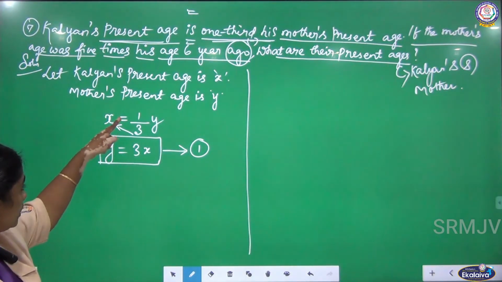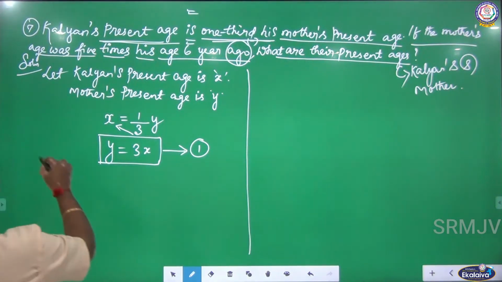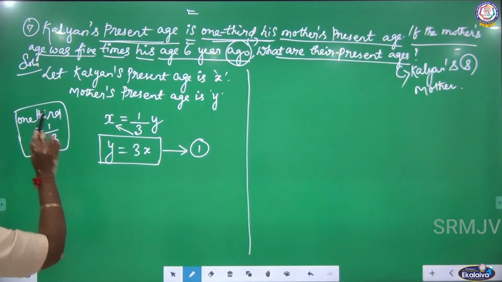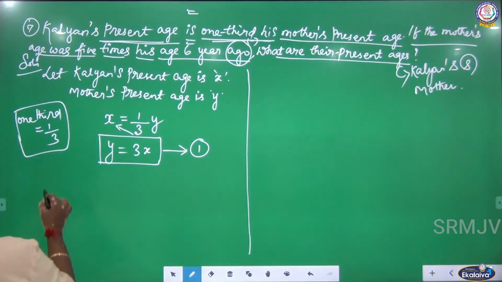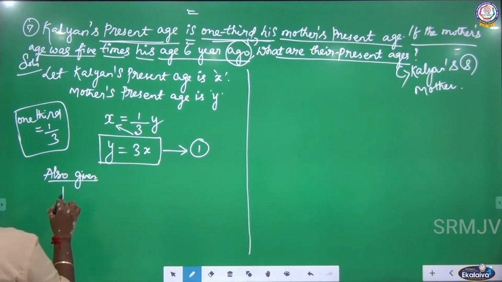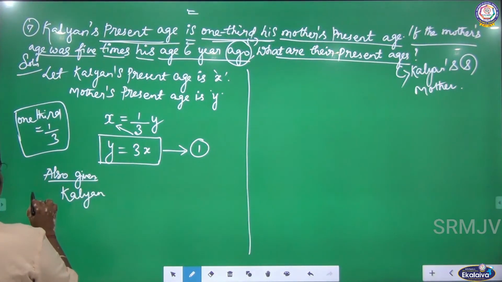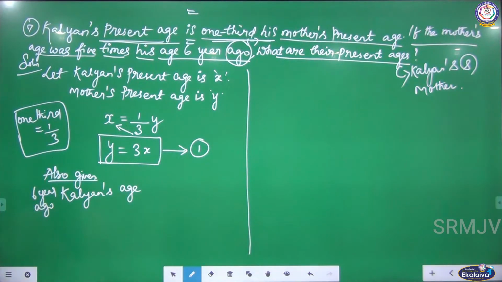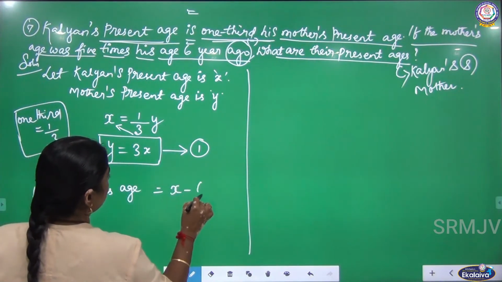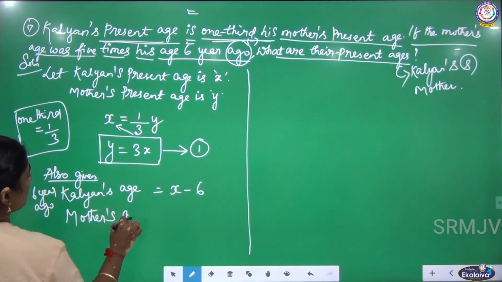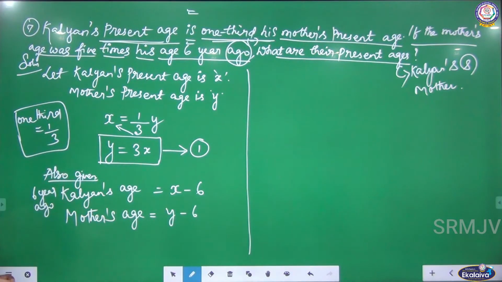So what I have done? x is equal to 1/3 y. Is it clear? Now, also they have given that 6 years ago, what is Kalyan's age? Kalyan's age 6 years ago is x minus 6. Is it clear? And what about the mother's age? y minus 6. Okay? 6 years ago, so for that the minus symbol.